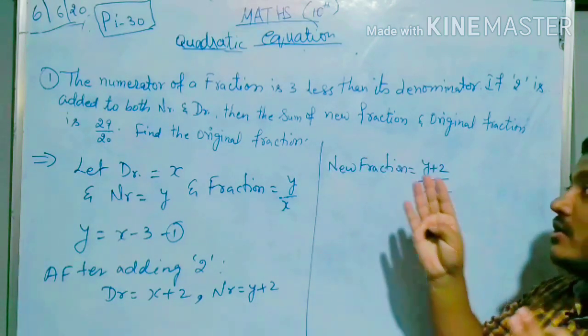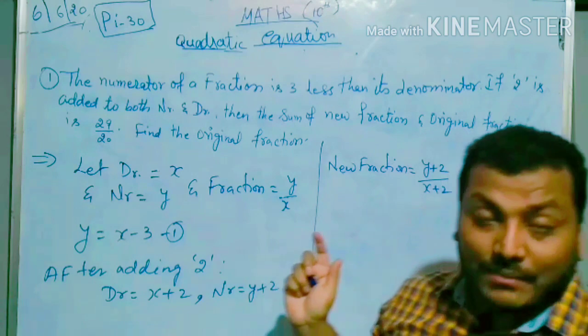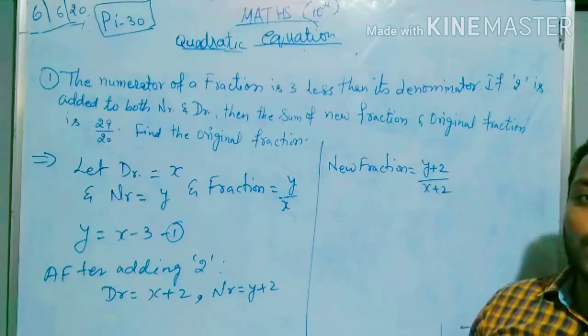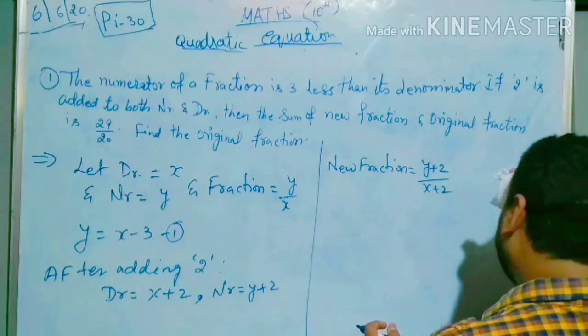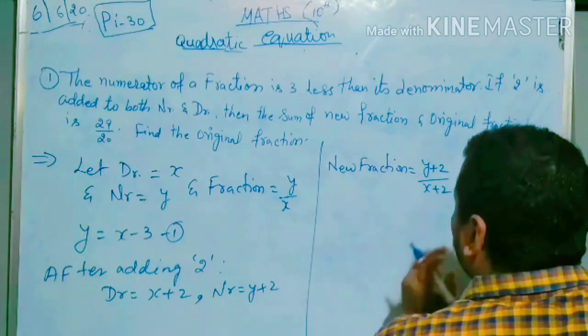देखो पार्ट बाय पार्ट जाओगे ना तो समझ में इजीली आ जाएगा. अगर आप कहीं से स्किप कर जाते हो कोई वर्ड को जल्दी में, फिर दिक्कत हो जाएगा आपको। सो नाउ द न्यू फ्रैक्शन इज नथिंग बट योर y plus 2 divided by x plus 2.